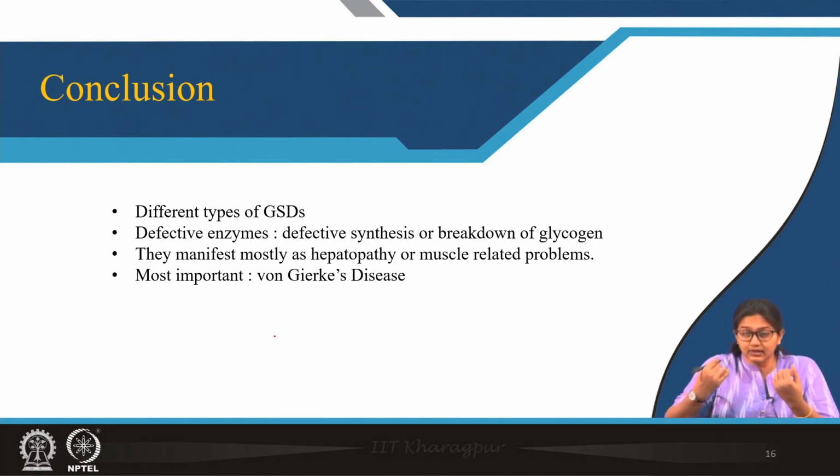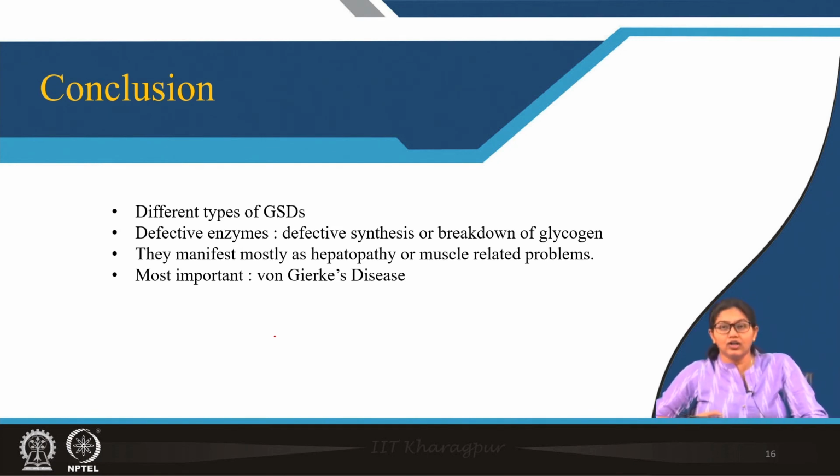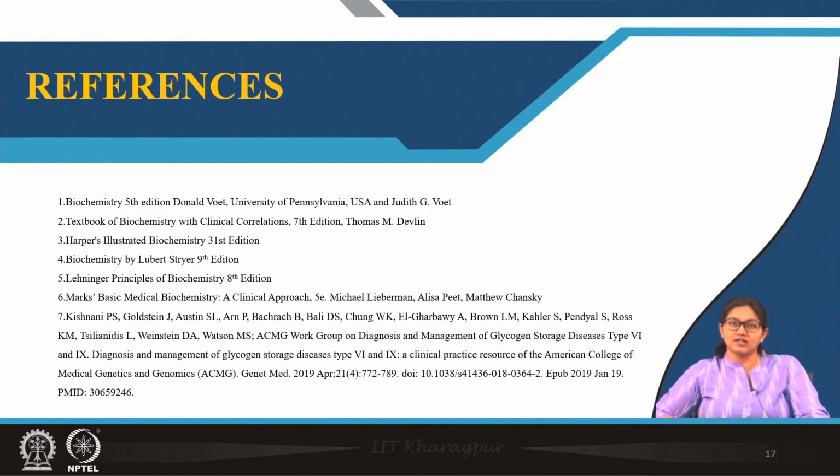The most important one, which is mostly discussed, is von Gierke's disease, which is due to the enzyme deficiency of glucose 6 phosphatase. And the line of treatment for all the glycogen storage disorders, the most important one, is tackling hypoglycemia. So, basically a constant provision of carbohydrate to the circulation. So, this is all about glycogen storage disorders.